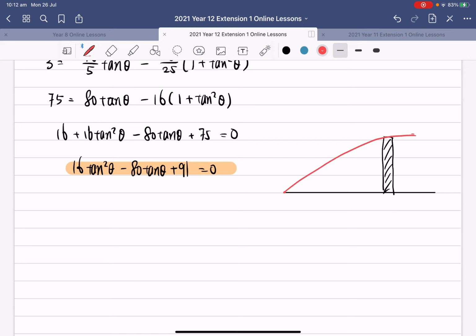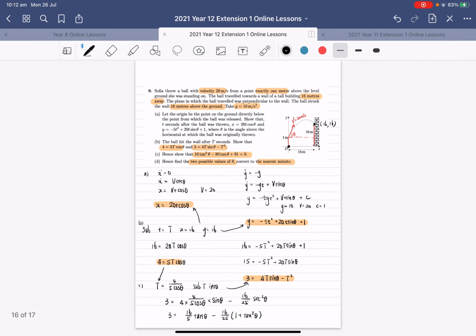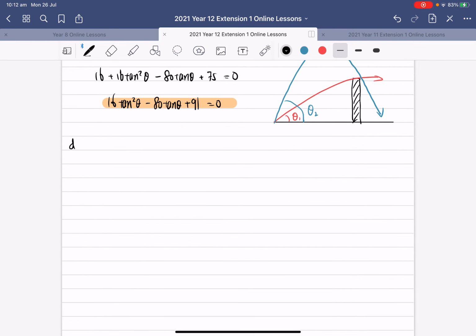The first one is just like this. The second one is you have a large angle, and the particle is going up, and then down, and then just clears the wall like that. So we do have 2 possible angles, theta 1 and a different theta 2, where the particle still clears the wall at the same place. So in this case, all we have to do is solve this equation here. Question D is just solve the above equation.